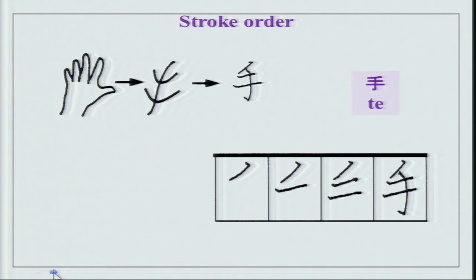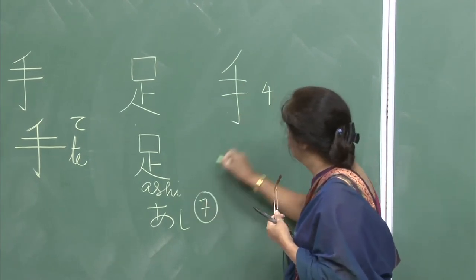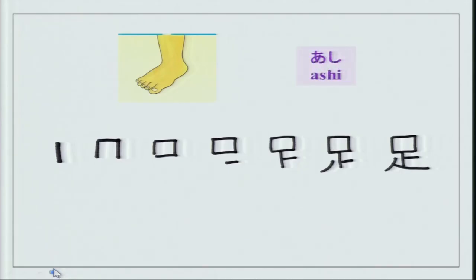You can see it, te, and then ashi: 1, 2, 3, then you have 4, 5, 6, and then the last one, 7. So, now you can see that this is a 7 stroke character, and te, which I made over here, is a 4 stroke character. You can remember it like this as well, a 4 stroke character, te, and a 7 stroke character, ashi.